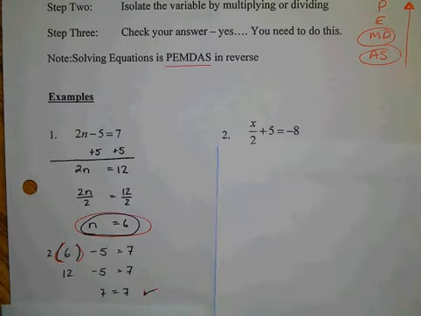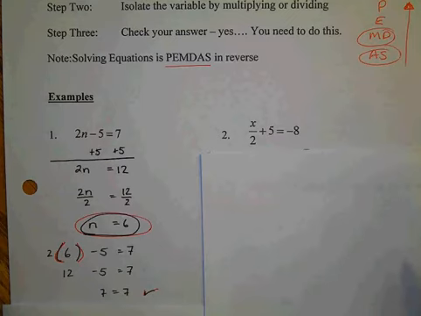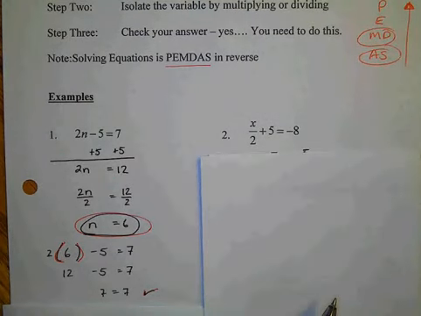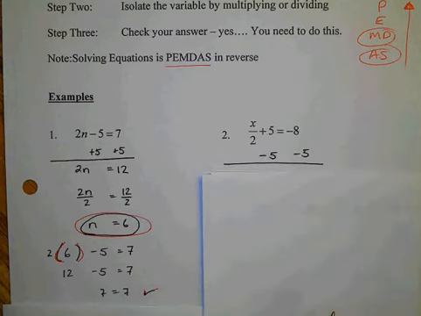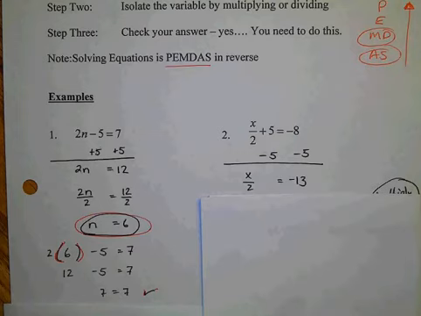Let's look at number 2. I've intentionally made this a very similar problem, but with a fraction in it. So, as we begin the problem, we're going to have to undo that plus 5. To undo a plus, we subtract, and so we're going to subtract 5 from both sides. Negative 8 minus 5 more is negative 13. That leaves us with x over 2 equals negative 13.